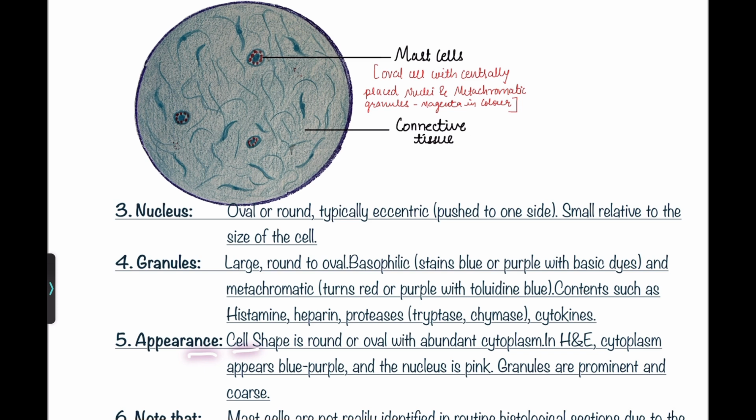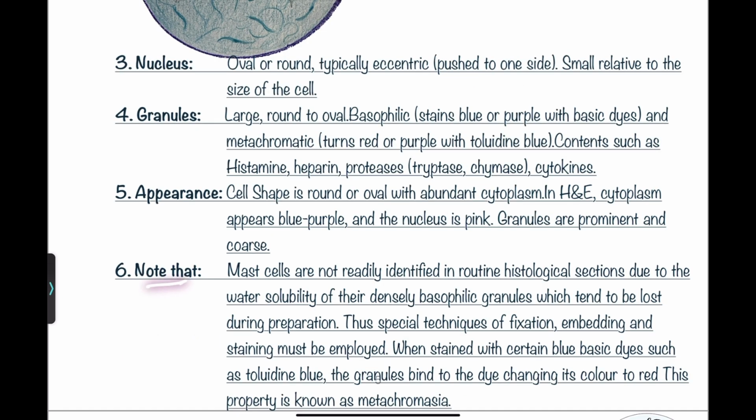Cell appears round or oval with abundant cytoplasm. In H&E stain, cytoplasm appears blue-purple and the nucleus is pink. Granules are prominent and coarse. Note that mast cells are not readily identified in routine histological sections due to the water solubility of their densely basophilic granules, which tend to be lost during preparation.